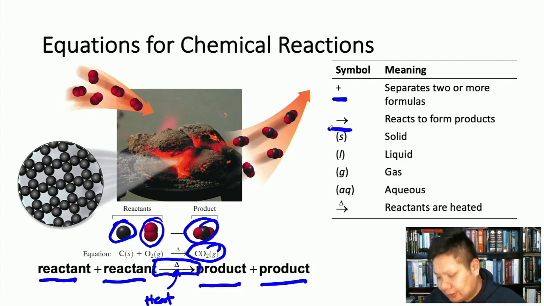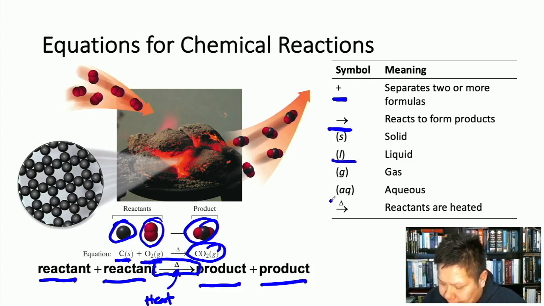The products are going to be on the right side of the arrow. Also, we put the state of the component in the reaction in the equation for the reaction. For example, here, the carbon has an S next to it. That means a solid, which means that's solid carbon. And then the oxygen has a G next to it, which means it's gas, right? We also have liquid too.